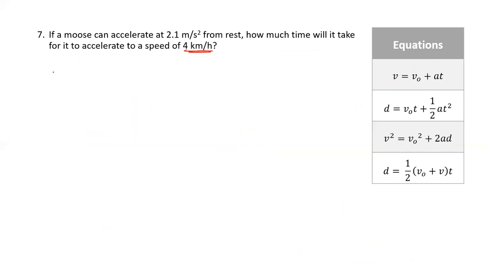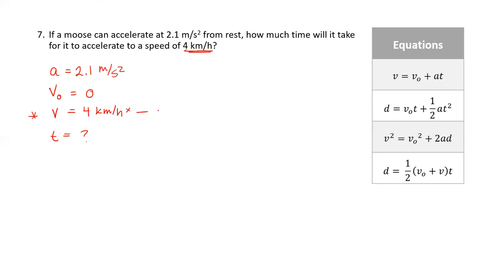So we're going to start out with, we have an acceleration of 2.1 meters per second squared. It's starting from rest, so initial velocity is 0. How long will it take to get to a speed? So our final speed is 4 kilometers per hour, and we want to know t.